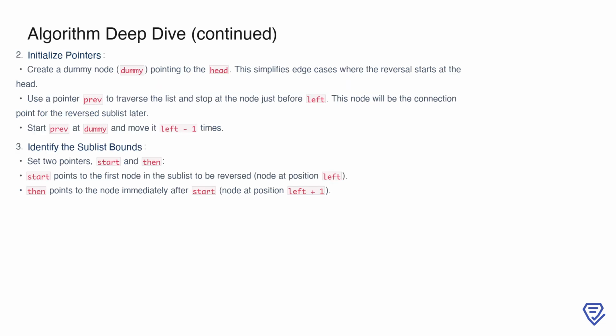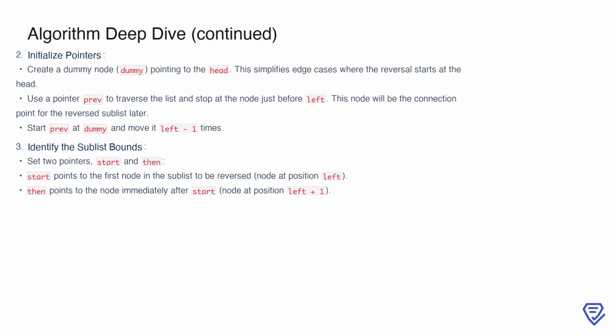Now, we set up the pointers needed for the reversal process. To simplify edge cases, such as when the sublist starts at the head of the list, we create a dummy node that points to the head of the original list. This dummy node acts as a placeholder before the start of the list, making pointer manipulations easier.